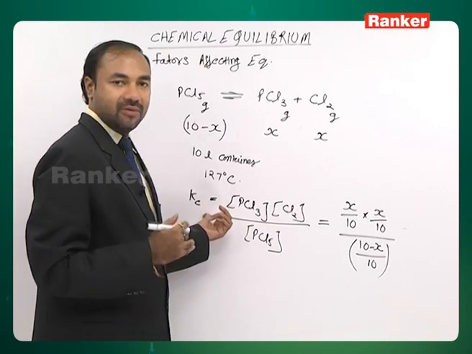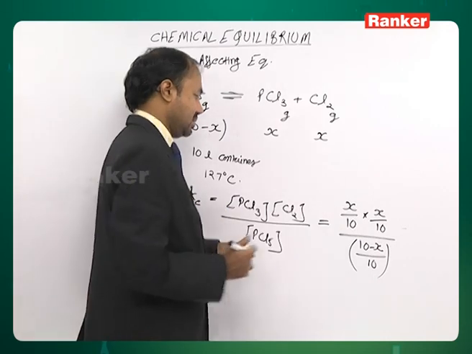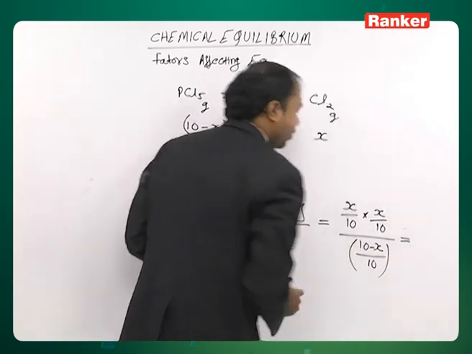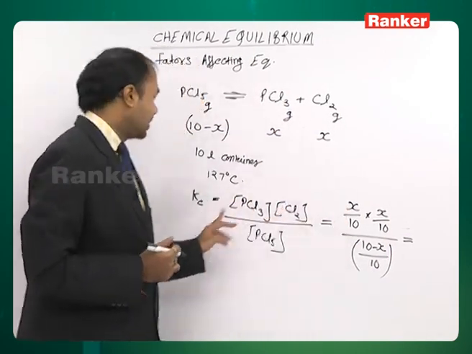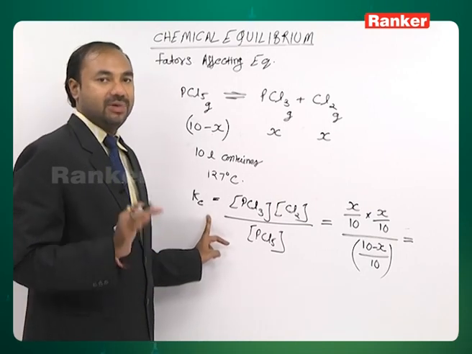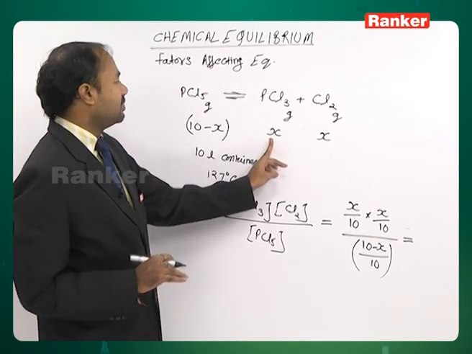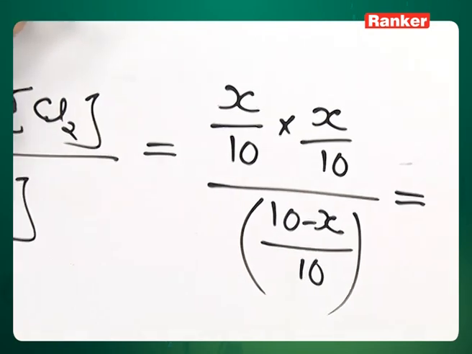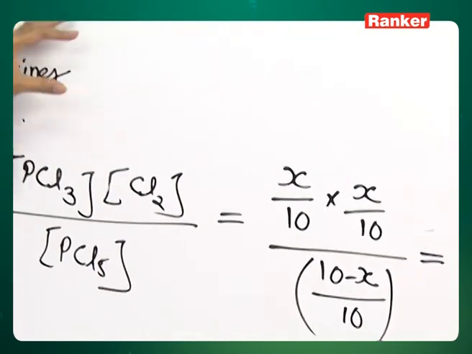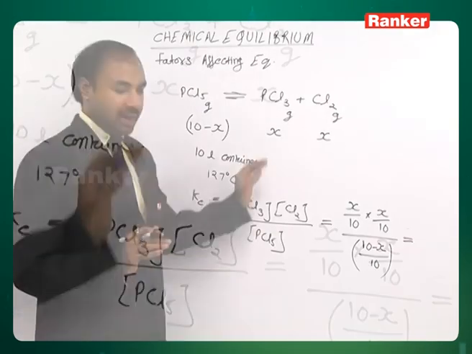Equilibrium constant will be given to you if they are asking you X. If we solve this, we will get the value of X, depending upon what value of Kc, the equilibrium constant, has been given to you. Okay. So, in this manner, very easily we can obtain the number of moles of PCl3 or Cl2 which will be present in the container.